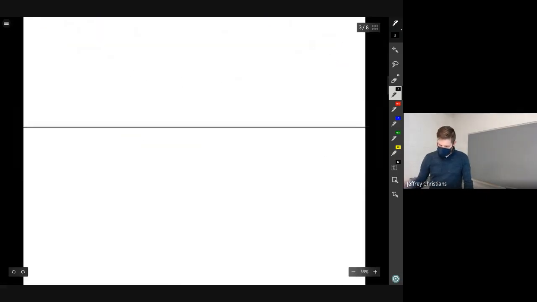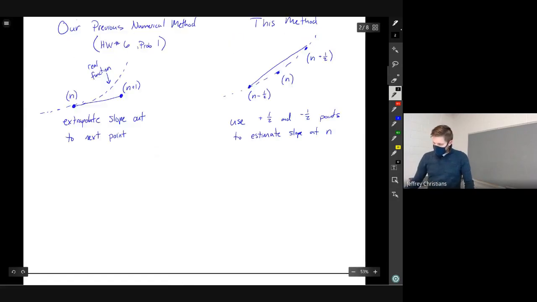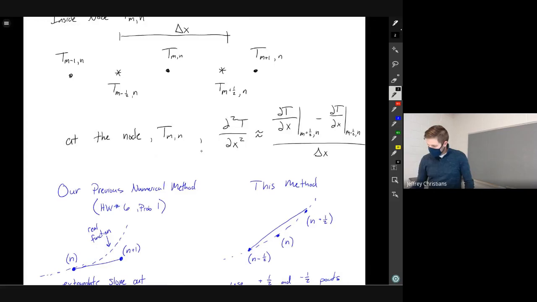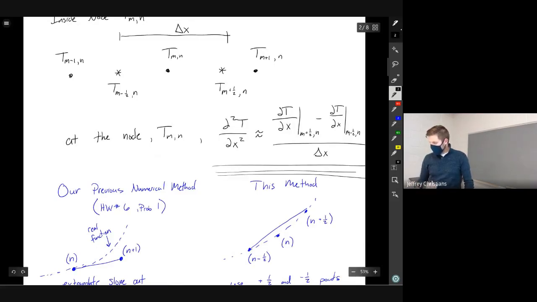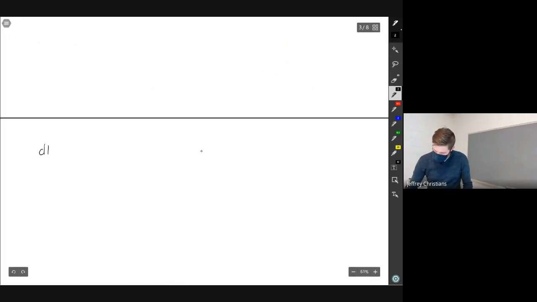So if we look at, again, this top equation, and we're trying to solve it, we now need numerical estimates for dT/dx at both of these locations. So the temperature derivative dT/dx evaluated at m plus 1/2, n.